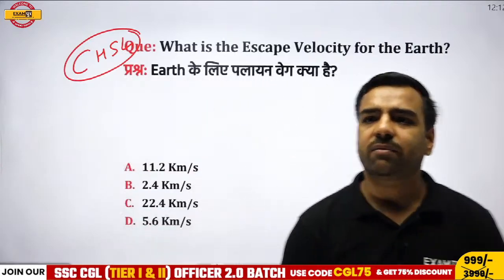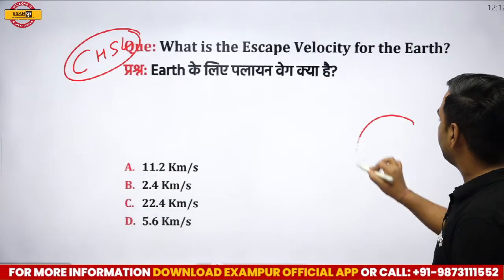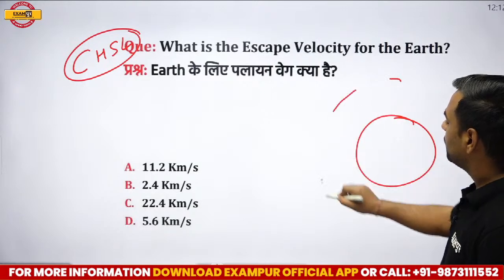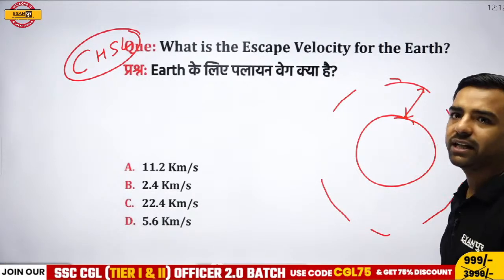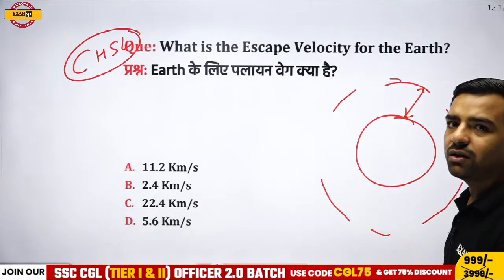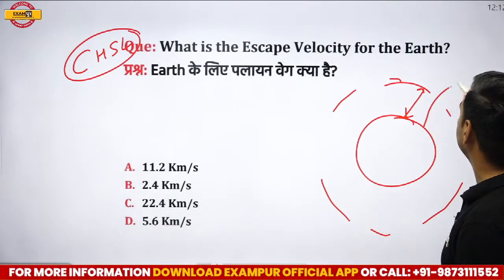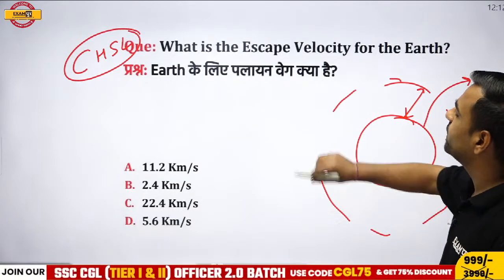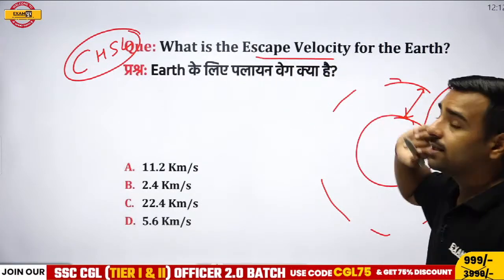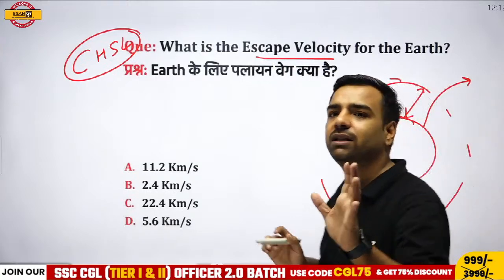Till the time you are giving me the answer, let me tell you. If I talk about Earth, we have a location till where gravitational force is acting, right? Gravitational pull is acting. Now, if we want to get out of this particular region, the minimum value that is required is known as escape velocity. That is the minimum velocity to escape the Earth.